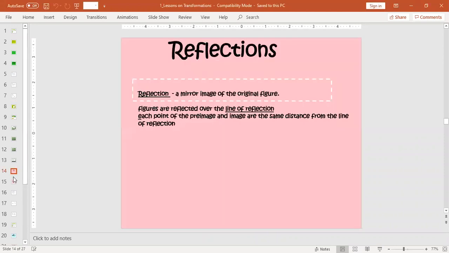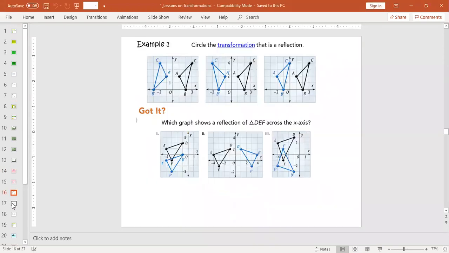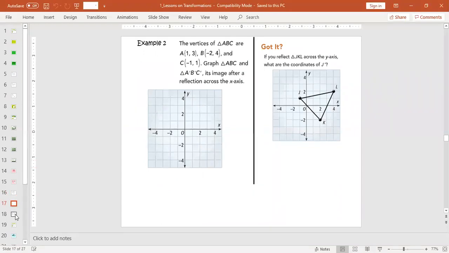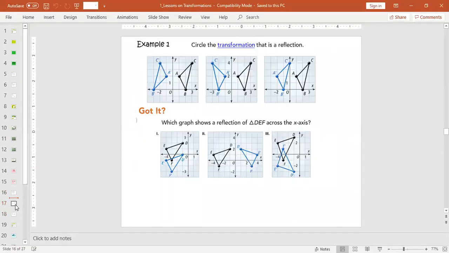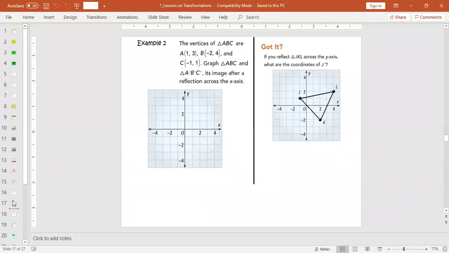We said a reflection is a mirror image of the original figure. We did some examples. I wanted to do maybe one or two more with you. I don't know if we did this one in class or not, but I don't think we did this one. We have JKL and we want to reflect it across the Y-axis. So that means I'm reflecting it across the Y-axis right here. Every point should be an equal distance from that line of reflection, because this is my line of reflection.